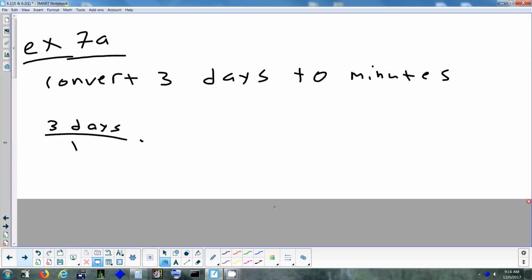So we're going to convert it 1 unit at a time. So what's the next unit down from a day, a little smaller, heading towards minutes? 24 hours. Okay, so there's 24 hours in 1 day. So it's either going to be 24 over 1 or 1 over 24. Where does the days have to go? Top or bottom? Bottom.